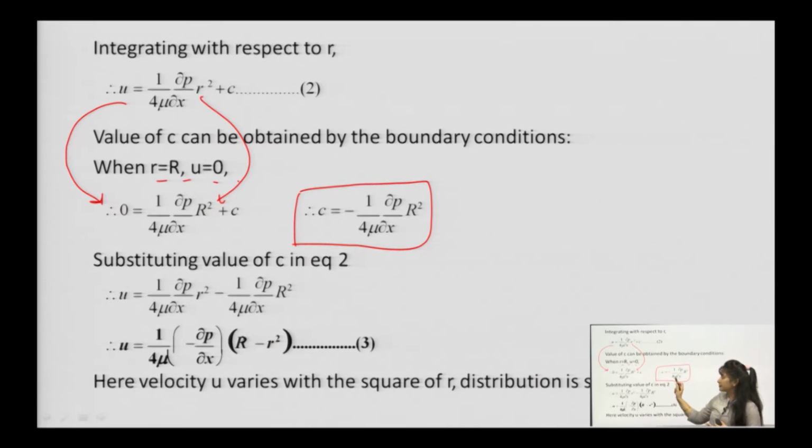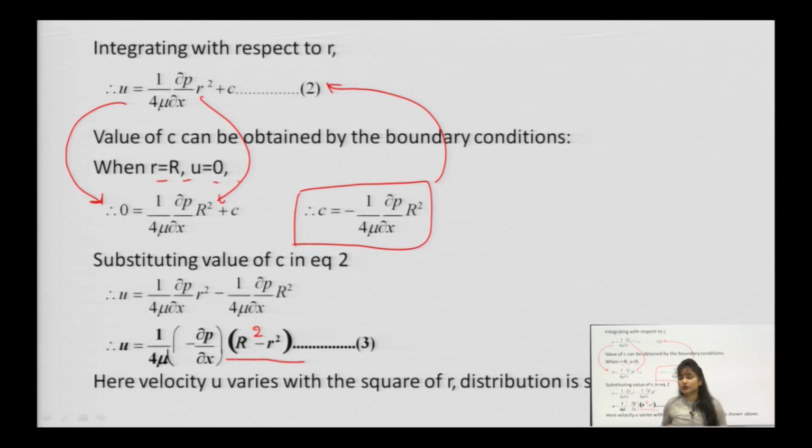After obtaining the value of C, again you need to substitute it into the main equation, and substituting in the main equation, you can see it is nothing but 1 by 4 mu, times negative change in pressure with respect to the distance traveled, times a very important term, through which we are going to understand the velocity distribution, and it is nothing but capital R square minus r square, where capital R is the radius of the pipe having the viscous flow flowing through it, and small r is the elemental fluid we have taken within that fluid.